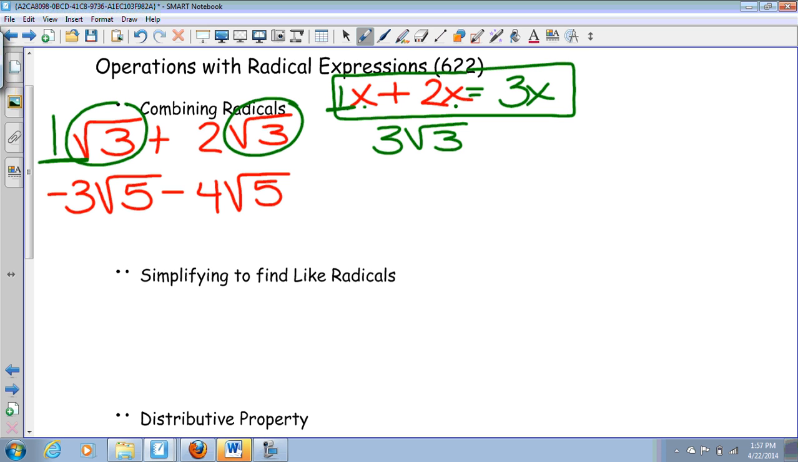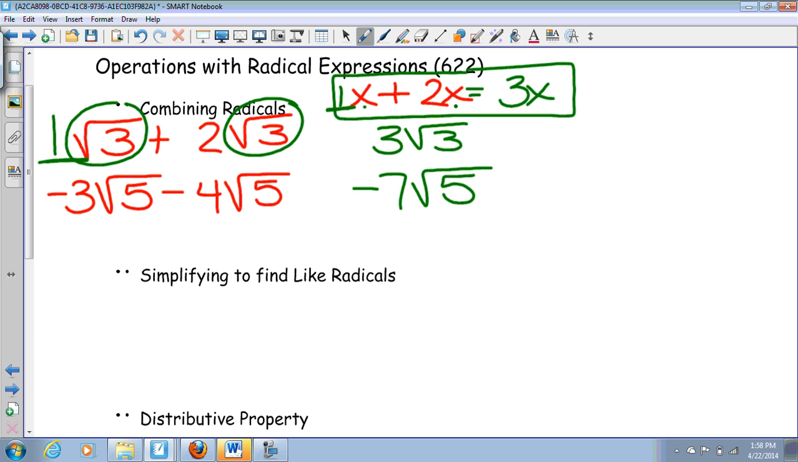If I have negative 5 times the square root of 5 minus 4 times the square root of 5, so I borrowed 3 square roots of 5, and then I borrowed 4 more square roots of 5, I'm at negative 7 square root of 5. I'm not going to spend a lot of time on that. We're going to move on, though, to example 2, where we might need to simplify before we can combine like radicals.